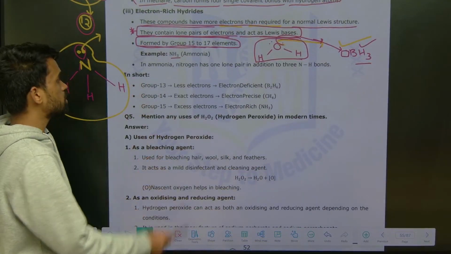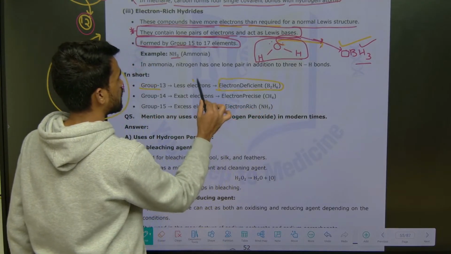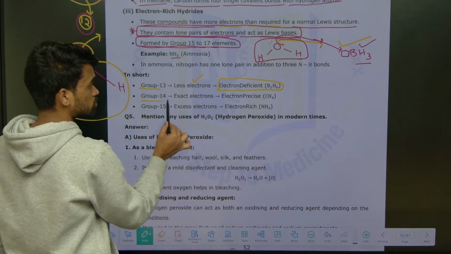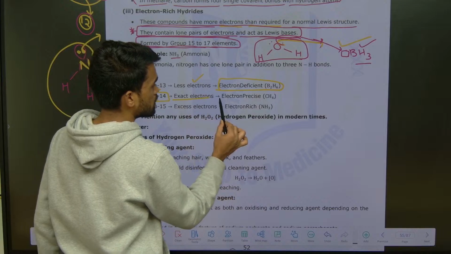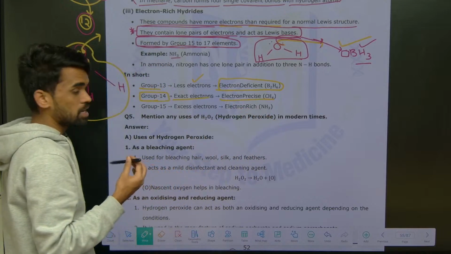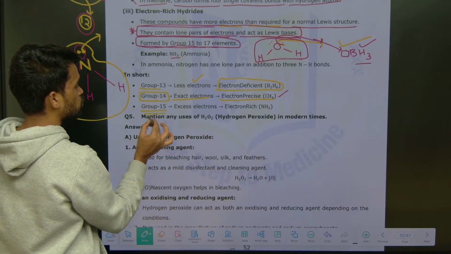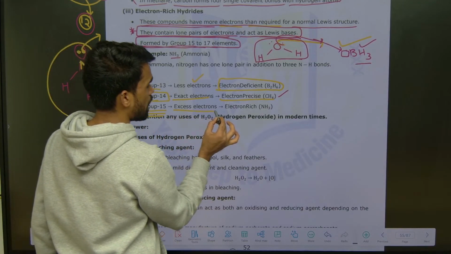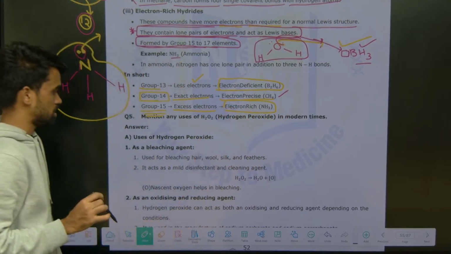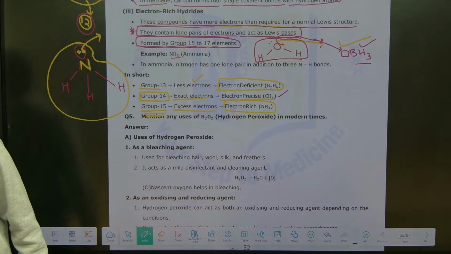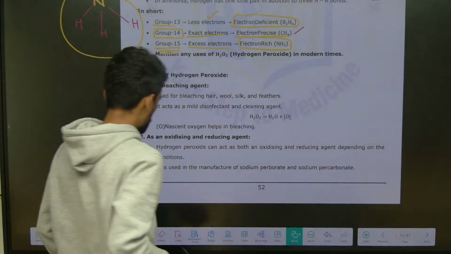These are the points to be remembered, and for quick revision: group 13 forms electron deficient hydrides, which have fewer electrons. Group 14 hydrides have exact electrons, so we call them electron precise hydrides, for example methane. Group 15, group 16, and group 17 have excess electrons and are considered electron rich species. That's it. These are the points to be remembered from hydrogen and its compounds.